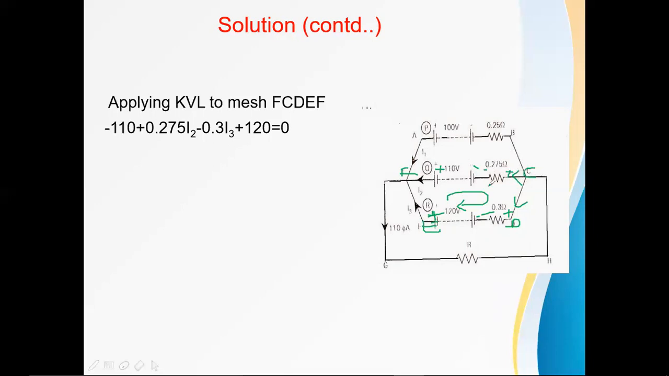Here the current flowing through this resistance is I2, and the resistance is 0.275 ohms. Next, 0.3 ohms. The current flowing through this 0.3 ohms is I3, and the voltage drop across this resistance is I into R, where I is I3 and R is 0.3. The sign here is minus, and the battery sign is positive. Hence this will be -110 + 0.275 I2 - 0.3 I3 + 120 = 0.